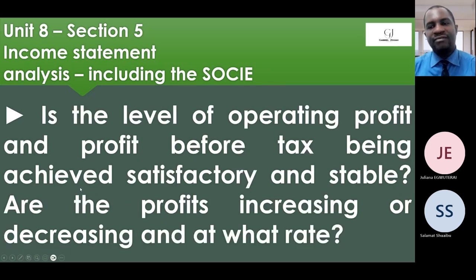Also, you look at, is the level of operating profit and profit before tax being achieved satisfactorily and stably? So it's very important that operating profit and profit before tax, that's after you deducted this non-cash item movement, which is depreciation and amortization.